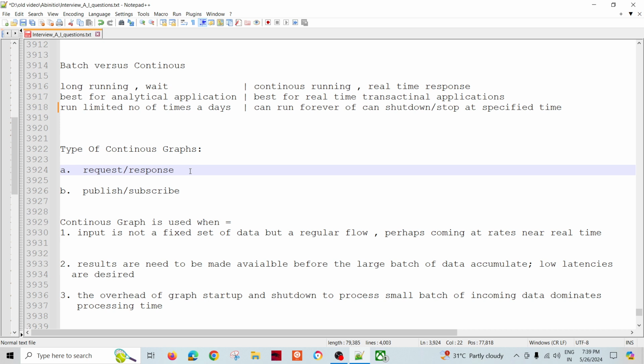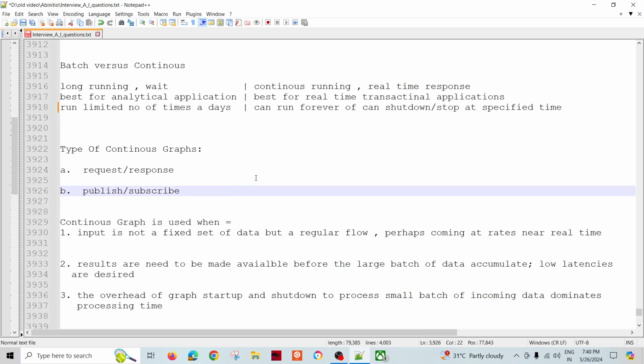We don't know when a particular request can come, so we will keep on running, and as soon as the request comes, our continuous graph will subscribe to that request, or accept it, and then act upon it based on the context or the nature of that request. The response will be prepared and sent back to the client. And also it could be a publish-subscribe mechanism, right?